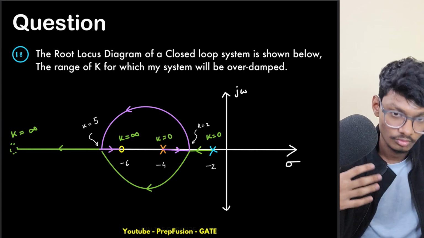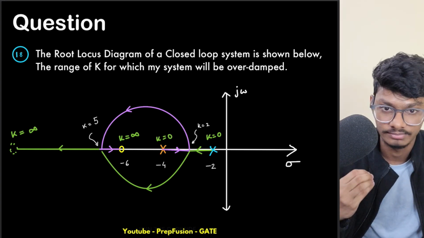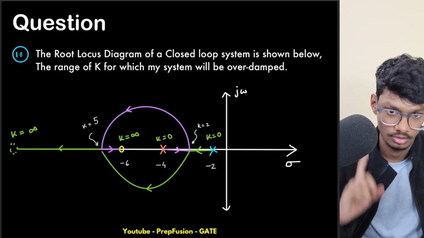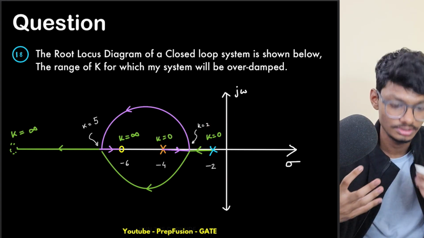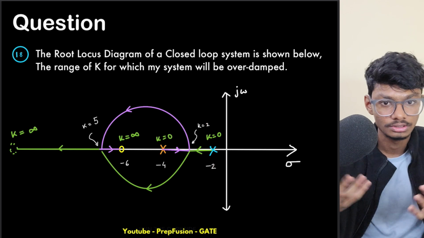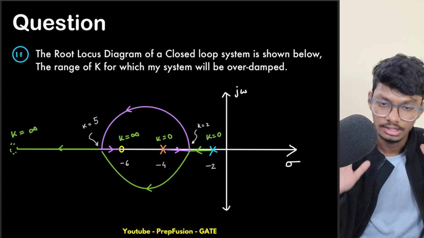Now can you tell me, will I get an undamped system? Can I get an undamped system? No, because this is never crossing the imaginary axis. So obviously I won't have a natural frequency. That's why I won't get an undamped system.